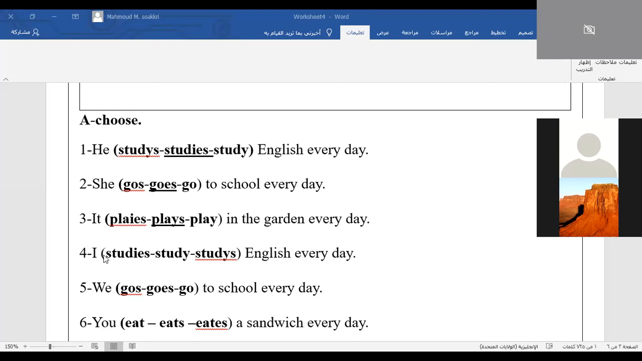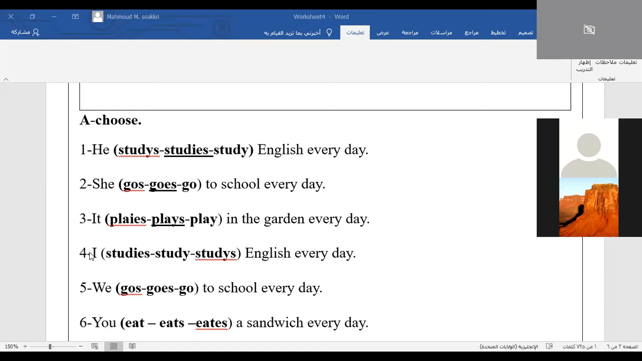Number 4. I studies, I study, or I studies? English every day. Number 4, read, Ahmed, please. Ahmed Mustafa, it is not a test. Don't worry, just read an answer. If it is wrong, it's okay.